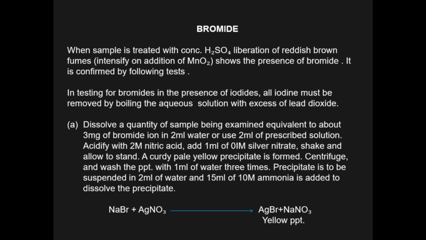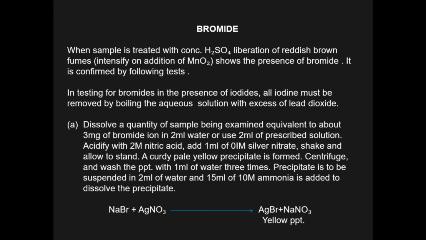In the test for bromide in the presence of iodides, all iodine must be removed by boiling the aqueous solution with excess of lead dioxide. The first method is to dissolve a quantity of sample being examined equivalent to about 3 mg of bromide ion in 2 ml water or use 2 ml of prescribed solution. Acidify with 2 molar nitric acid and add 1 ml of 0.1 molar silver nitrate. Shake and allow to stand. A curdy pale yellow precipitate is formed.